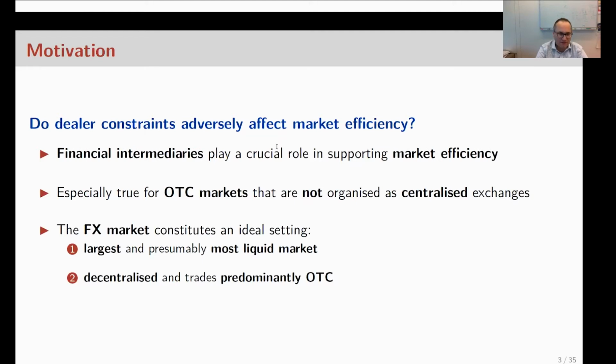I should say at the beginning that we're focusing on the spot market segment, and we're not looking at other very interesting segments such as forwards, options, or swaps. But as I said, the research is focused on the spot market. But also, like other OTC markets, the FX spot market works in a decentralized manner and predominantly trades OTC. So we think it's a very good laboratory for understanding the impact of dealer constraints on market efficiency.